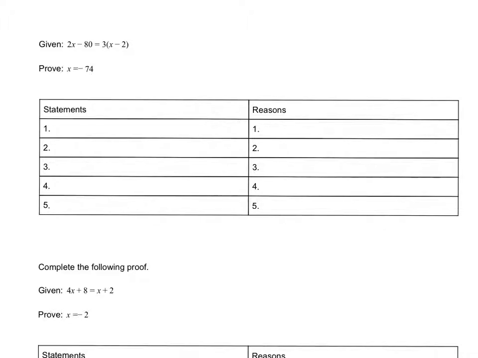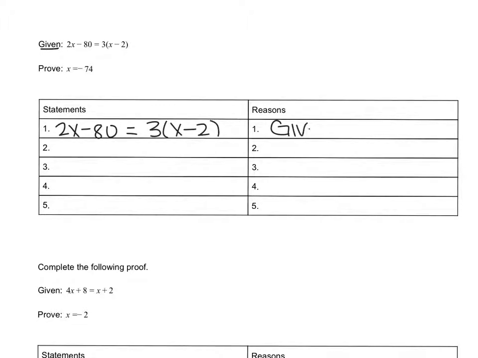So we're actually given our initial statement. It says the word given here. So we know 2x minus 80 equals 3(x minus 2) is our given, since it specifically says it. Now the rest of our proof is going to look very similar to our previous ones. I'm going to distribute the 3, so we get 2x minus 80 equals 3x minus 6. Because I distributed, the reason is going to be the distributive property.